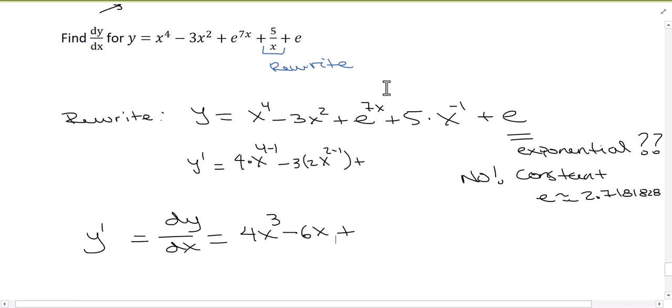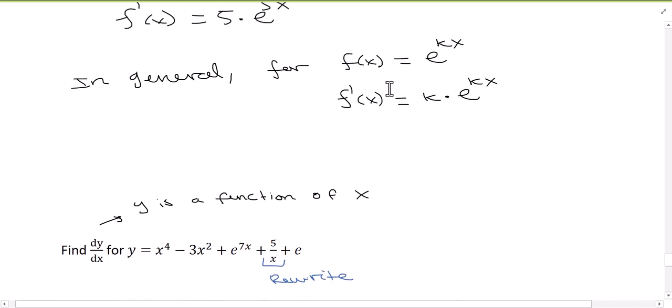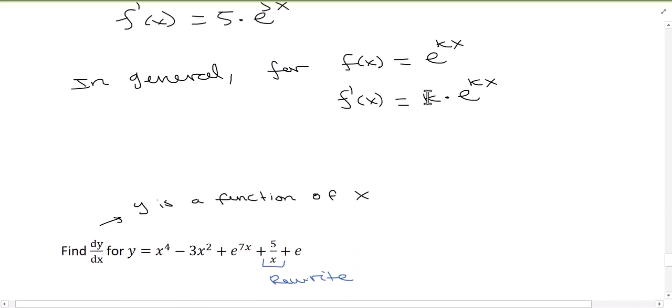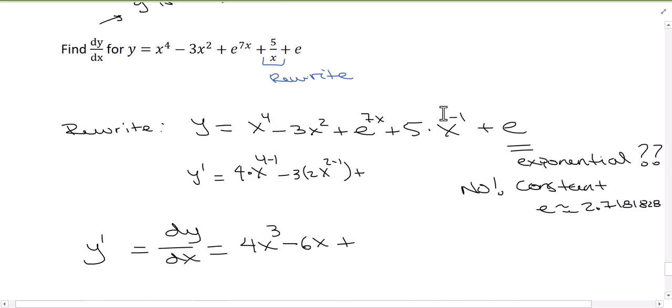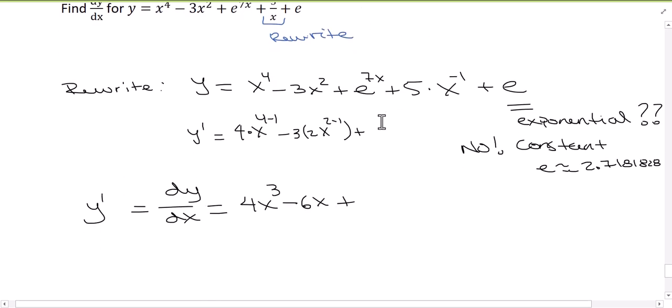Now e to the 7x, I can use this rule of exponentials. E to the kx is k times e to the kx. So my k is 7. So e to the 7x, the derivative then is what? It is 7 times e to the 7x. Right? My exponential doesn't change. I just multiply by that constant.